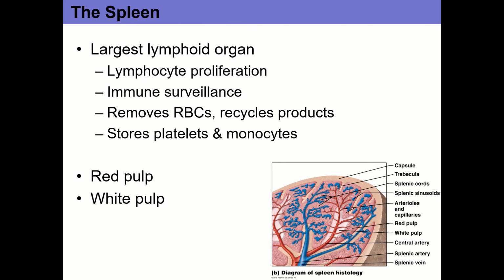It is the largest of the lymphoid organs. It's in your abdominal cavity, in the upper left quadrant, or left upper quadrant. So it's just underneath your diaphragm on the left side.